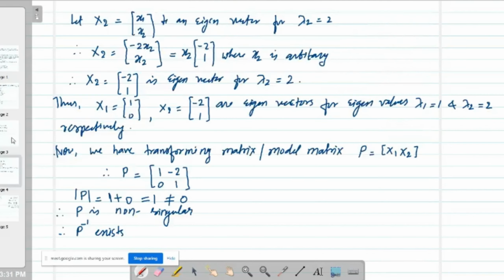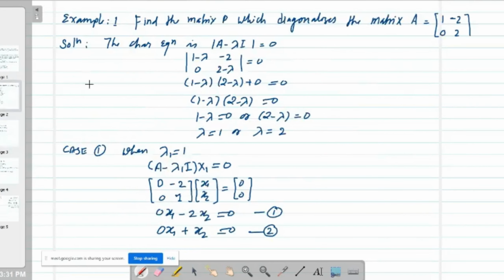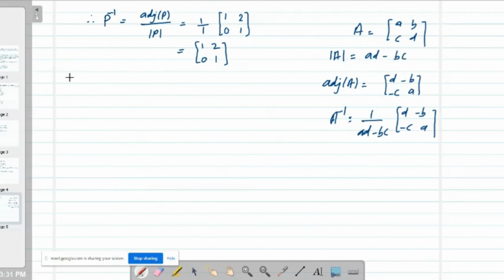What do I have to find out? क्या निकालने का था हमको? Find the matrix P which diagonalizes the matrix A. Okay. Therefore, what do I have to do? Find a matrix P which diagonalizes the matrix A. So we will have P inverse A P, and this is equal to: P inverse is how much? How much do we obtain for P inverse? [1 2; 0 1]. Okay.